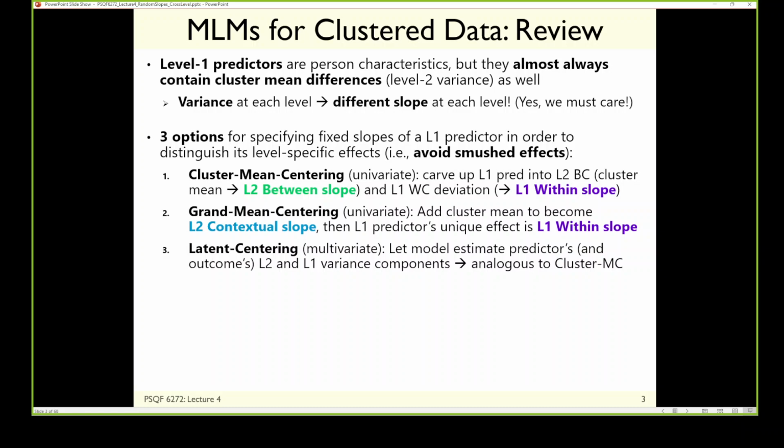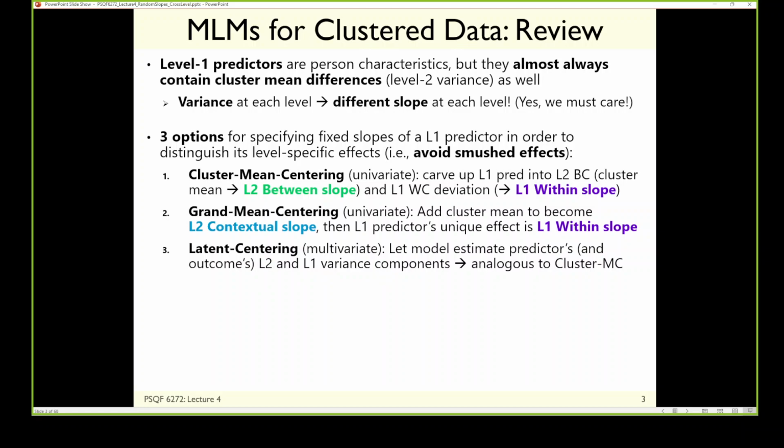So if you add what the level 1 predictor brings to the table plus the extra that the cluster mean gives you, that gives you the full between effect that would be responsible for level 2 reduction in variance. Homework question.